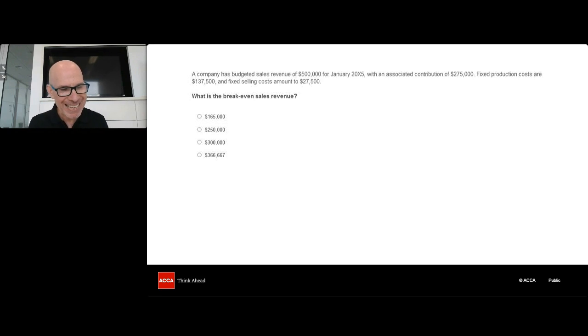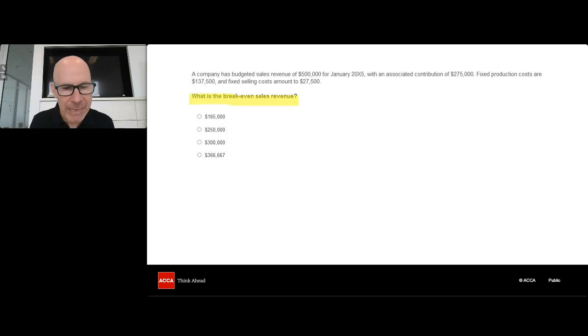So break even revenue, cost volume profit. We gotta have fixed costs divided by contribution per unit. So you write that down in the notepad, you write that down on scratch paper before you read anything. And with that information, you can create a shopping list. Then when you read, you know what you are looking for.